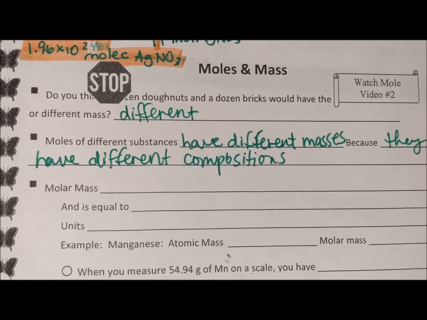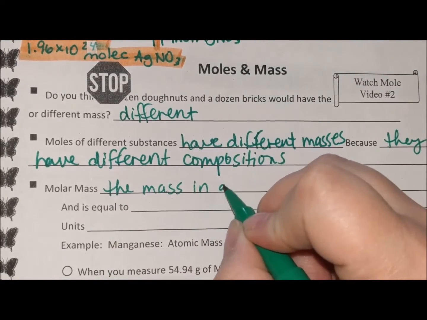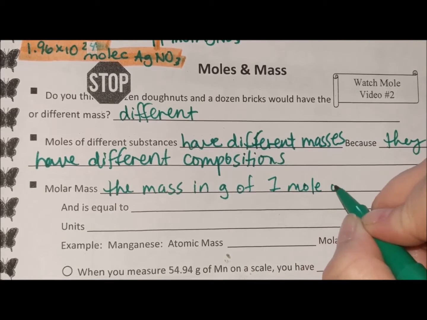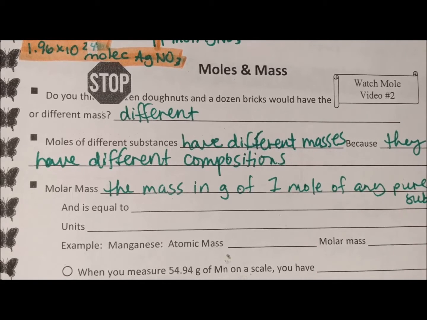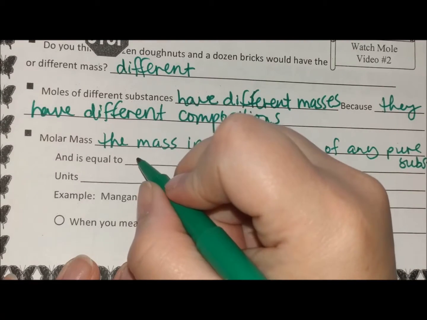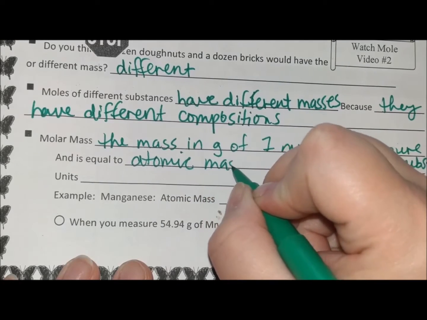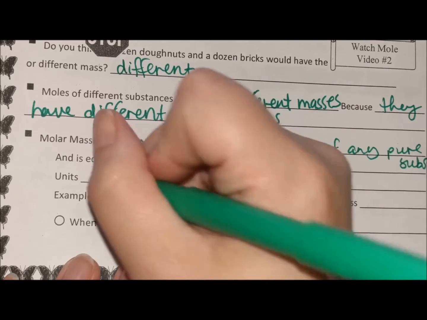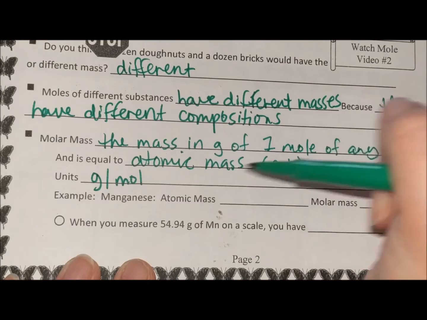So the definition of molar mass is the mass in grams of 1 mole of any pure substance. It is going to be equal to, so molar mass is equal to the atomic mass. And where can we find atomic mass? That's on the periodic table. Units for molar mass are always grams per mole because it is the mass of 1 mole, so grams per mole.